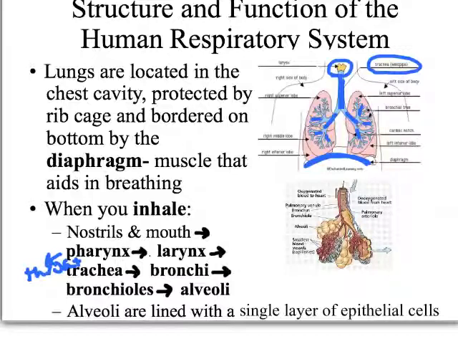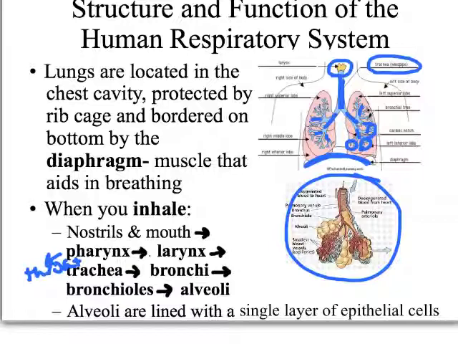And those bronchioles branch even further into what we call alveoli. The alveoli look like this, and that's the part where oxygen diffusion, or gas diffusion, actually takes place within the lungs. Alveoli are lined with a single layer of epithelial cells. That single layer helps aid in gas exchange, because the gas only has to cross one layer of cells rather than 2, 3, or an even thicker layer of cells.